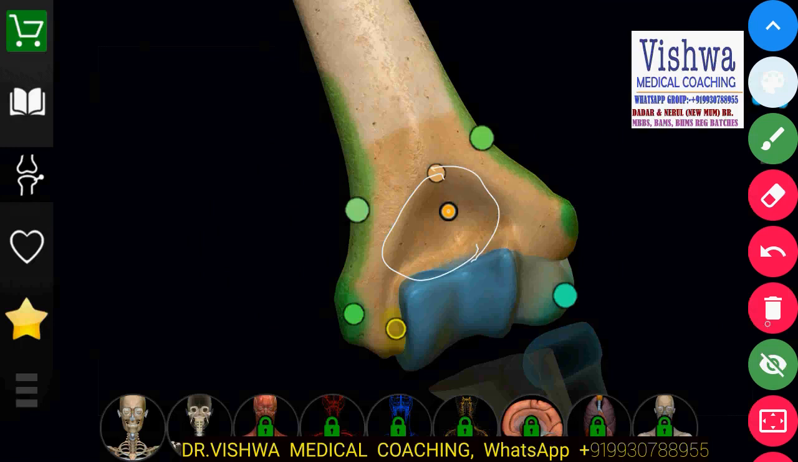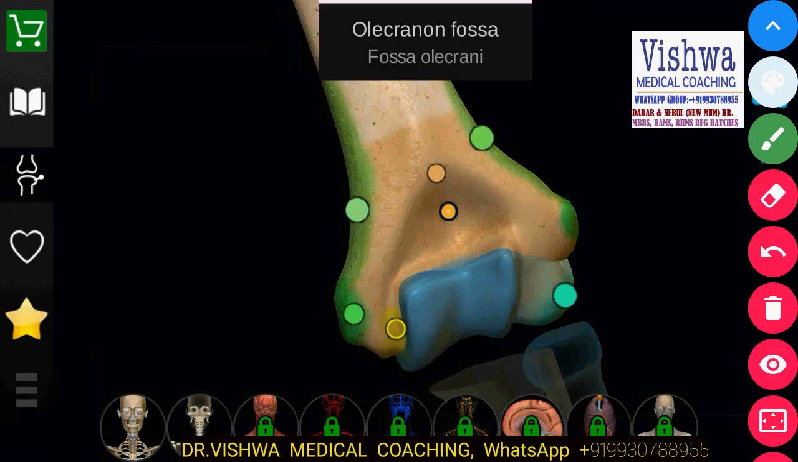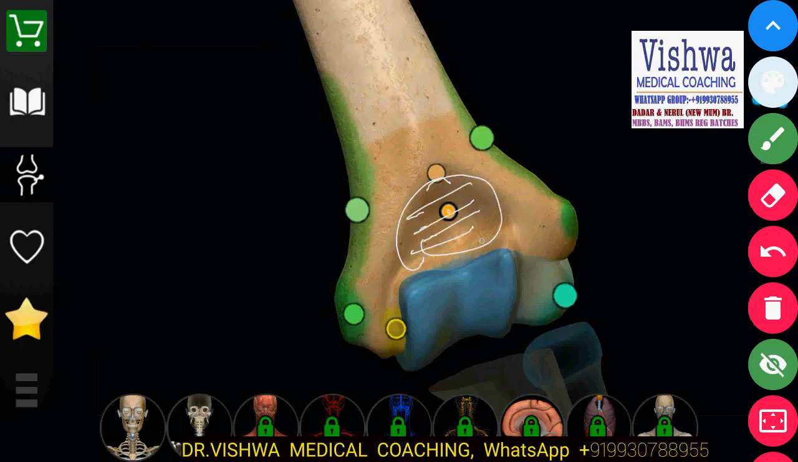It is also called the olecranon fossa. Just give me a minute. Yes, olecranon fossa. Because here the olecranon process of the ulna comes in when you extend the hand. It is a fossa for accommodating the olecranon process of the ulna. So this becomes the posterior portion of the humerus.